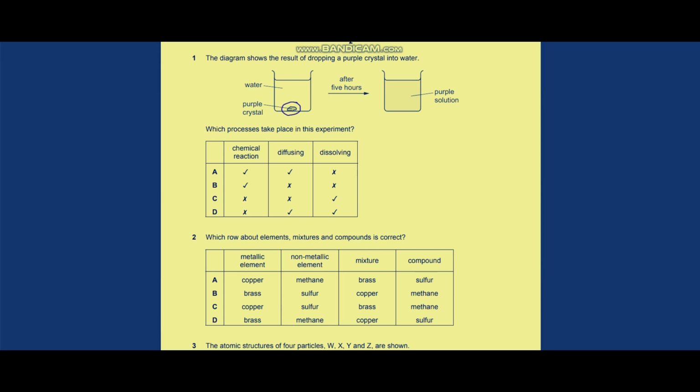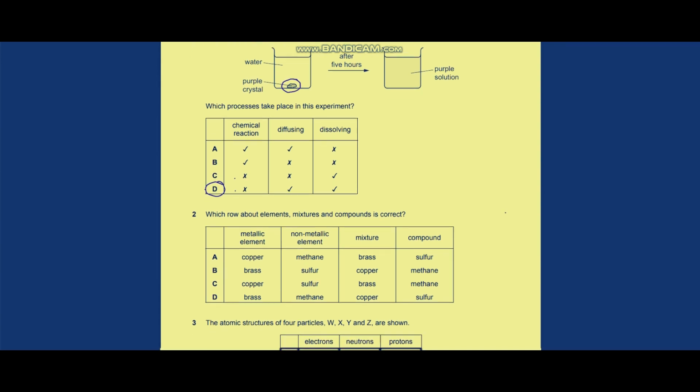Now the first option is chemical reaction. No, it's not a chemical reaction. It is just forming a mixture. So it is not a chemical reaction. Either C or D will be my answer. Then diffusion, dissolving. Yes, both processes are taking place. They start dissolving as the molecules strike each other, and gradually it diffuses into the entire solution. The diffusion and dissolving both are happening. So D is my correct answer.